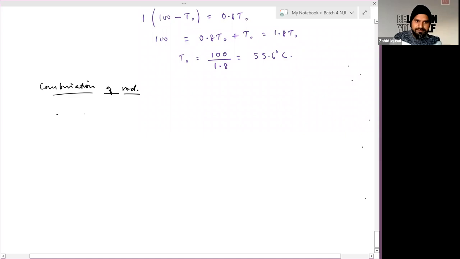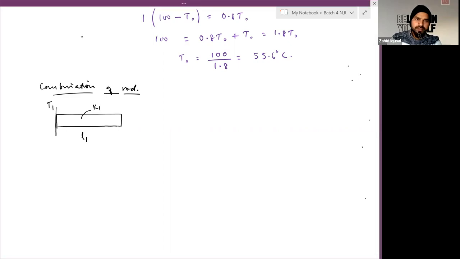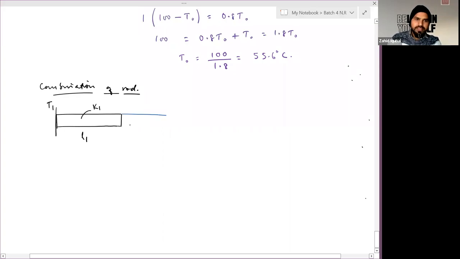Suppose you have a rod having length L1 at temperature T1, thermal conductivity K1. Another rod of same area of cross section but of different length L2, thermal conductivity K2, connected at some temperature T2. Let's say temperature of this particular junction to be T0.